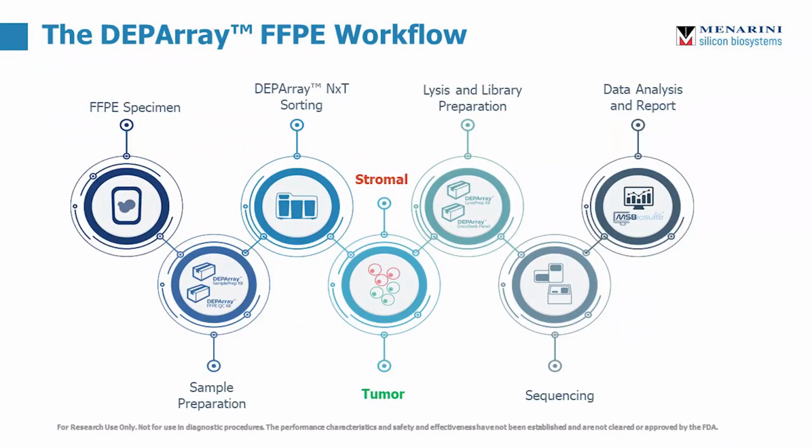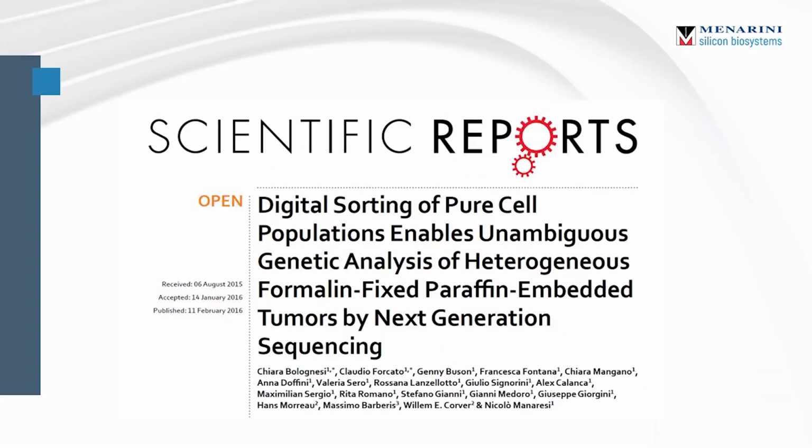However, using the DEPArray, we've developed an FFPE workflow to take FFPE specimens, prepare the samples, sort those on the DEPArray, get stromal cells or non-tumor cells for background, get the tumor cells to do library preparation and sequencing to get molecular data out of these samples. We published a methods paper on this in 2016. The citation is here for your information. And I do want to highlight on the next slide one of the important figures from this paper.